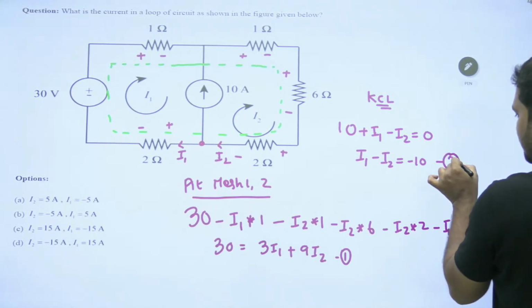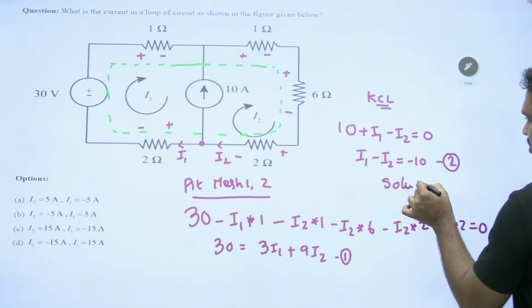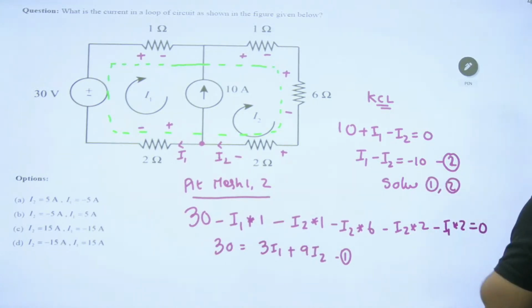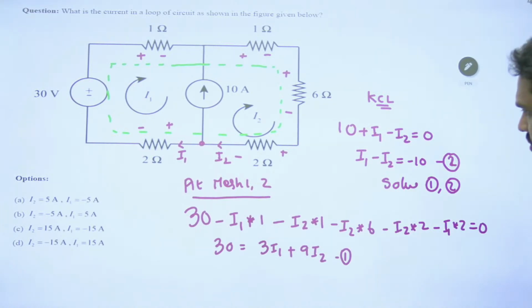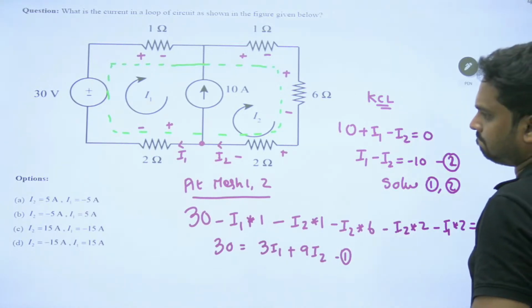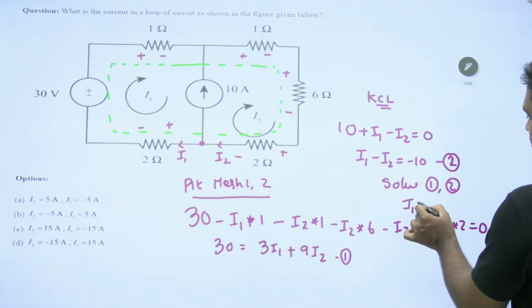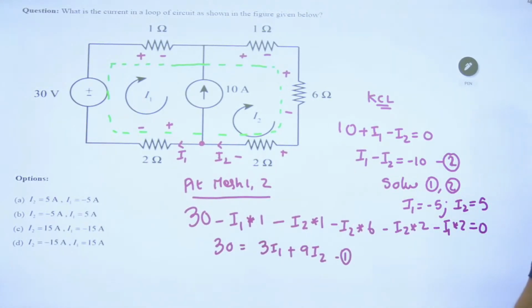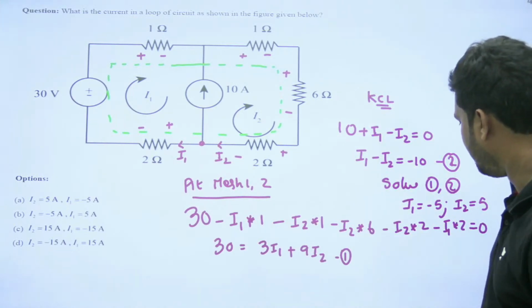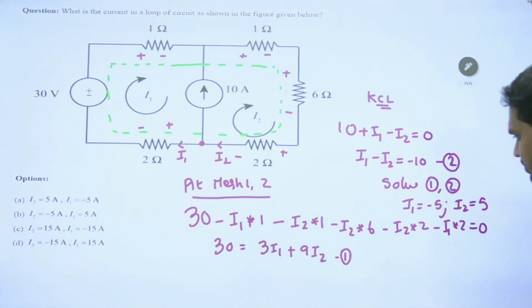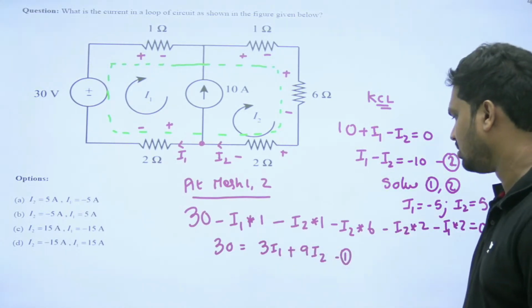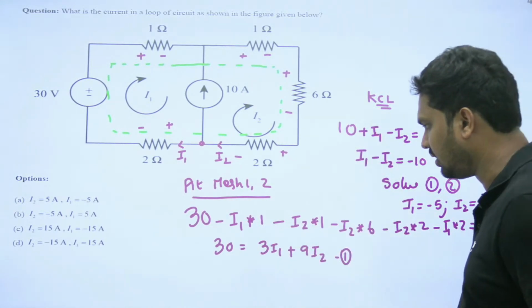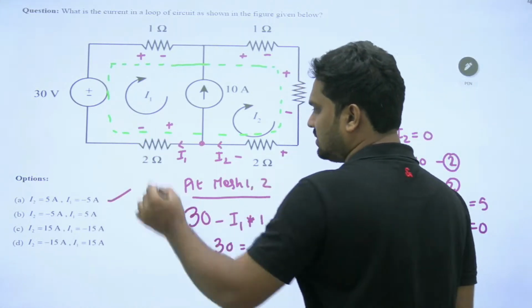First equation, second equation. Solve 1 comma 2. Right? If you solve 1 comma 2, then you will be getting the answer I1 minus I2 equal to minus 10. Option A. Got it? 3I1 is 15, 9 5s 45, minus 15 plus 45 is 30. Perfect. Option A is the right answer.